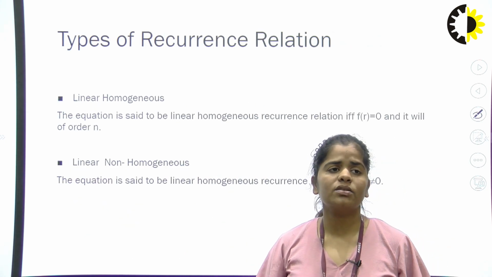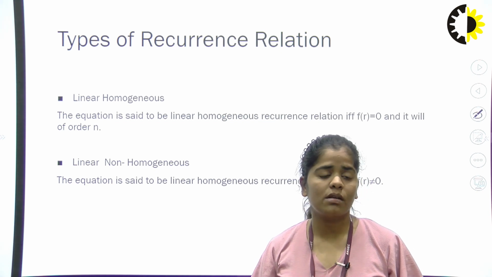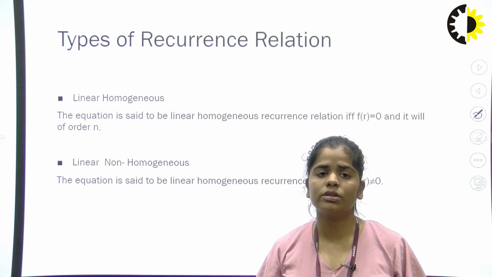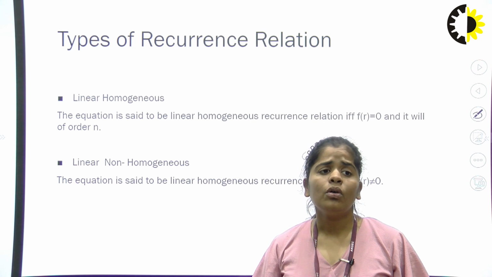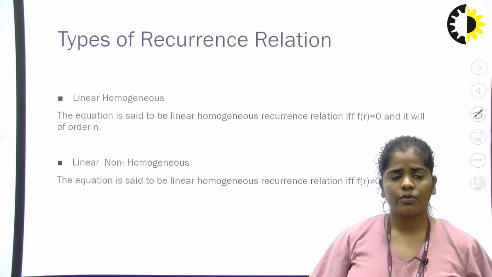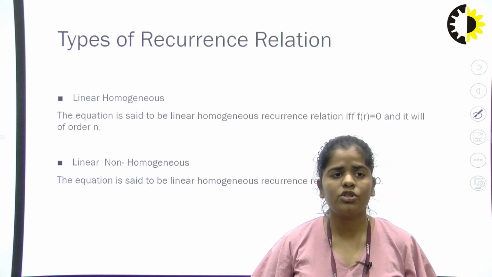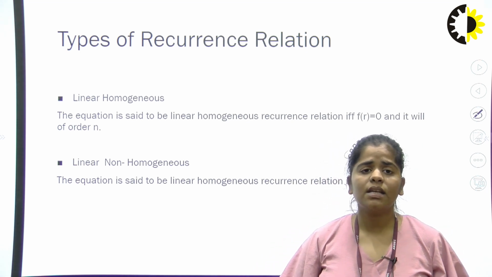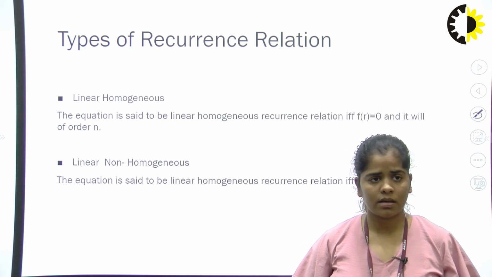Now come to the next topic, that is the types of recurrence relation, from which questions will come in the exam. So there are two types of recurrence relation in Discrete Structure and Theory of Logic. One is the linear homogeneous recurrence relation and the second is the linear non-homogeneous recurrence relation.